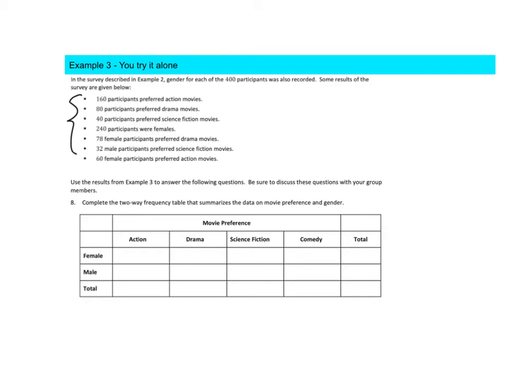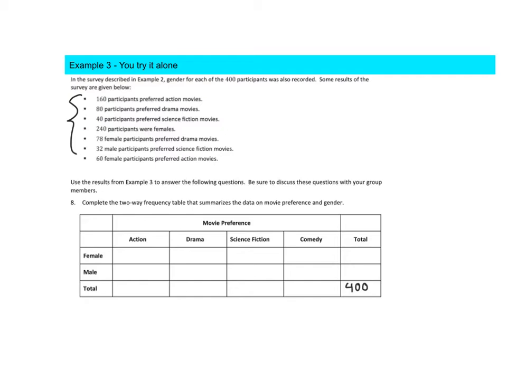So it says, in the survey described in example 2, gender for each of the 400 participants was also recorded. Some of the results of the survey are given below. Use these results to answer the following questions. Be sure to discuss the questions with your group members. So I'm going to fill in a few of these numbers here, and then you're going to go into some breakout rooms, and I want you to fill out this table with the numbers they give you up top. So the first thing I want you to know is there's a total of 400 people being surveyed.